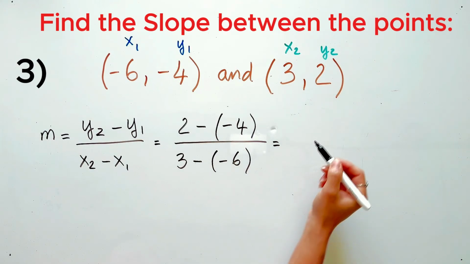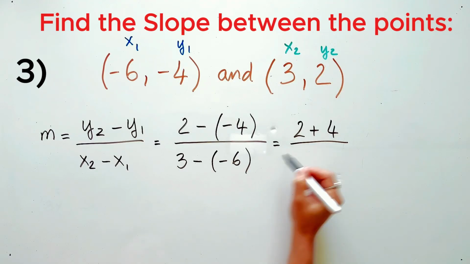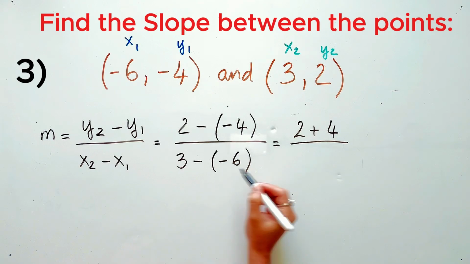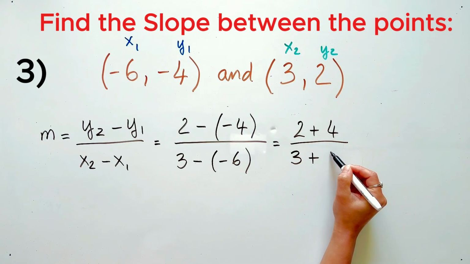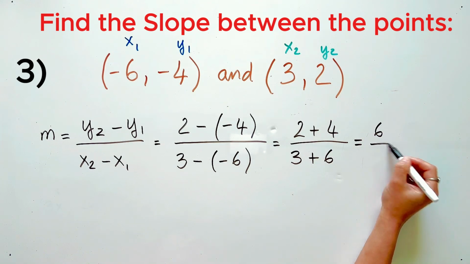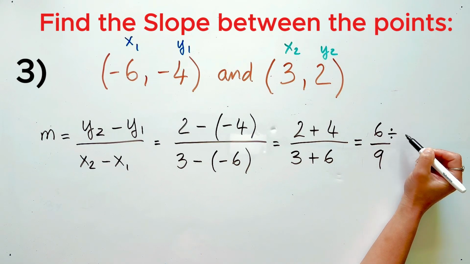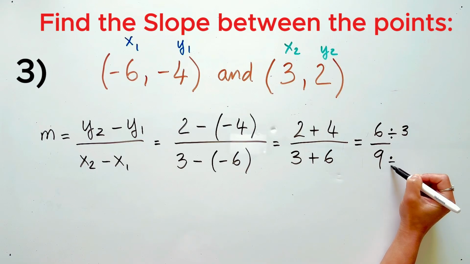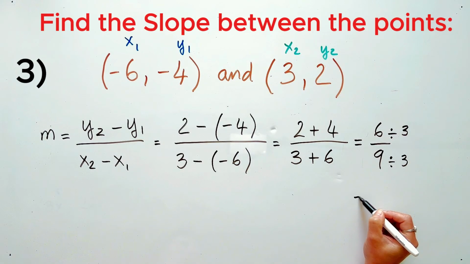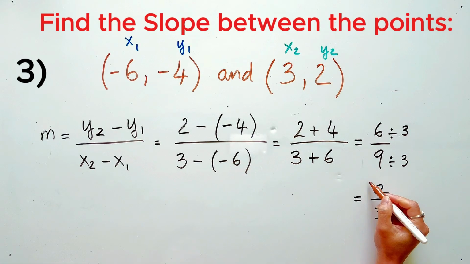Now negative times negative will become positive. So 2 plus 4, the same here, 3 minus -6 will become 3 plus 6, which equals 6 over 9, which we can simplify by dividing by 3. So the answer will be 2 over 3. And this is our slope.